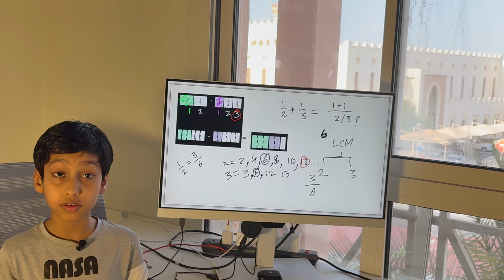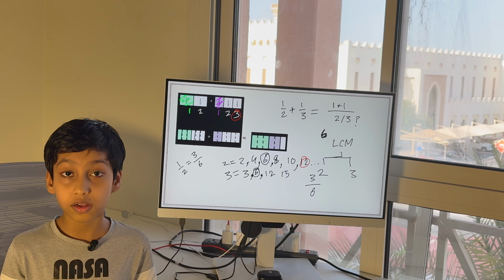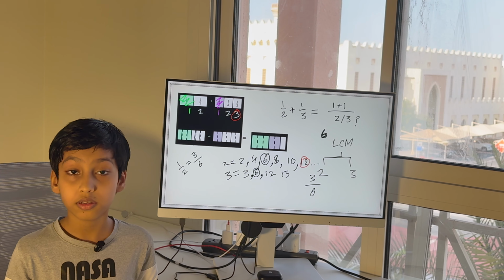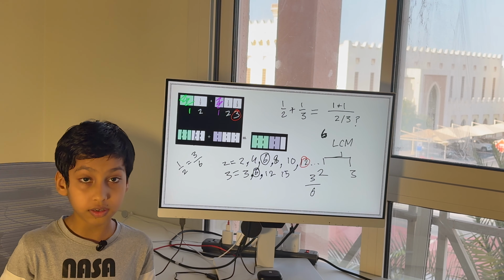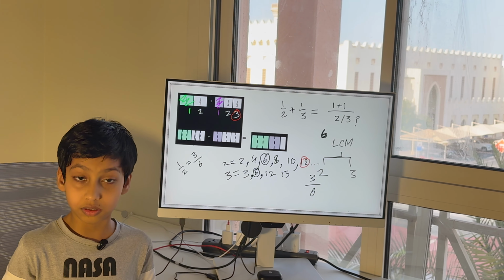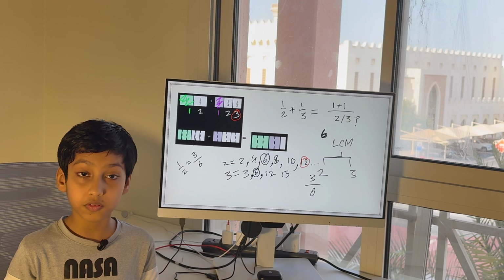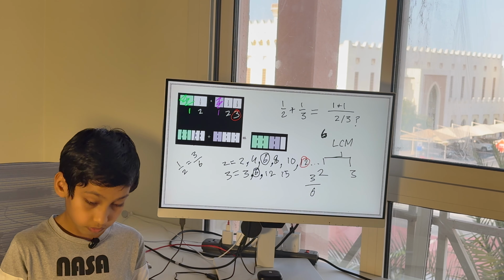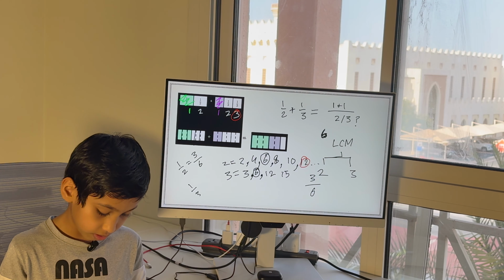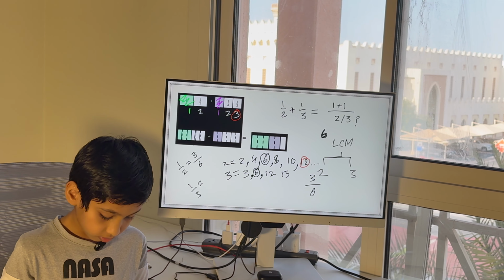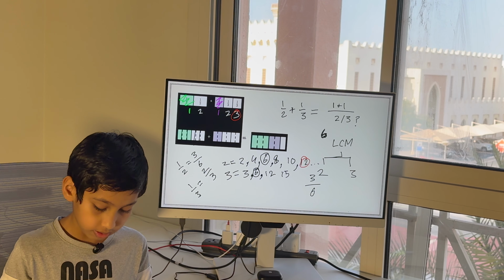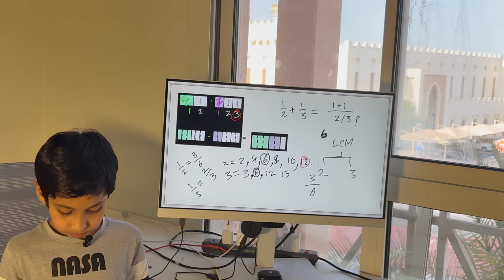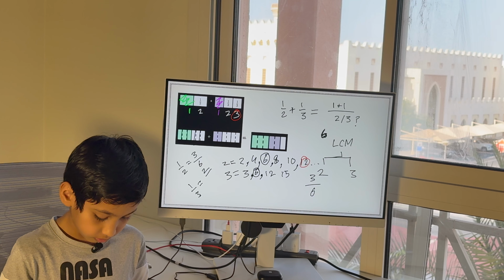Now we do the same thing for 1 by 3. We divide it into 6 equal sections, and there we have it. 2 of those equal sections would be selected if you want to divide it into 6 equal sections. So 1 by 3 is also the same thing as 2 over 6, right?